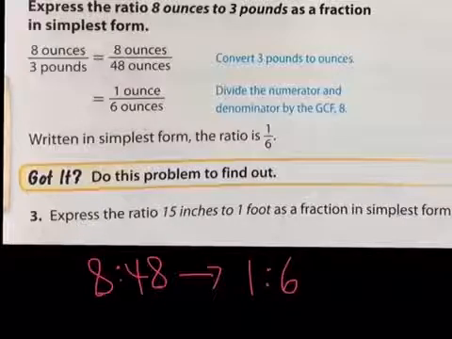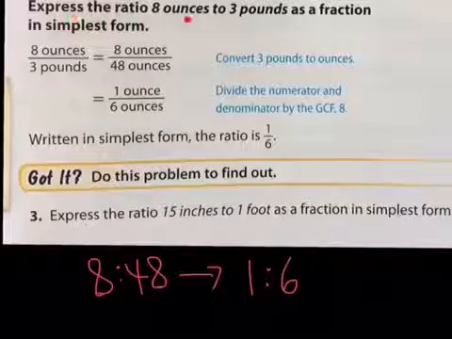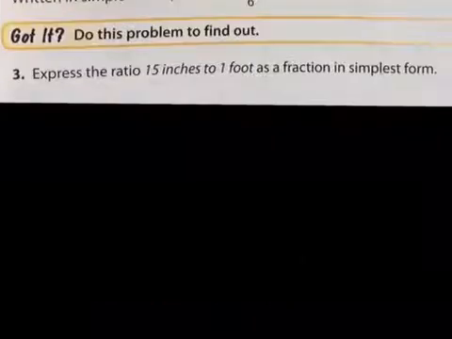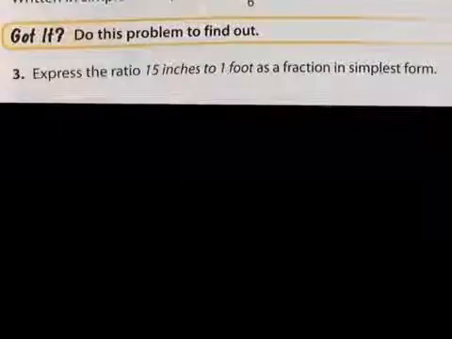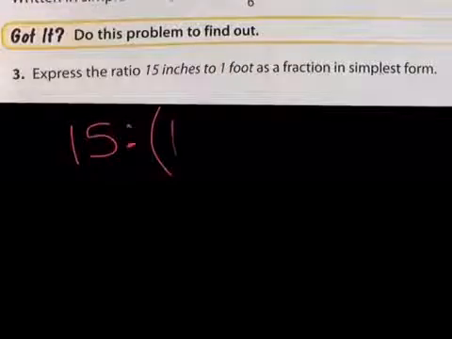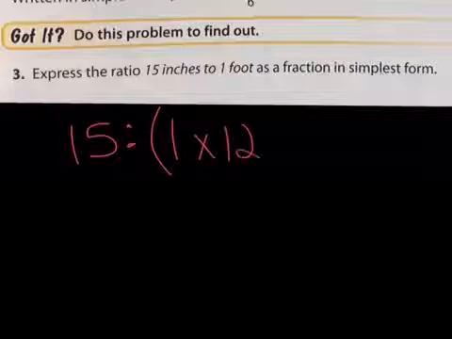So how do we write this? Express the ratio. Oh, there's no therefore statement, just written in simplest form. The ratio is 1/6. There it is. Okay, and now we're going to express 15 inches to 1 foot. I have my 15 inches to 1 foot. 1 foot has 12 inches, so 1 times 12, right?